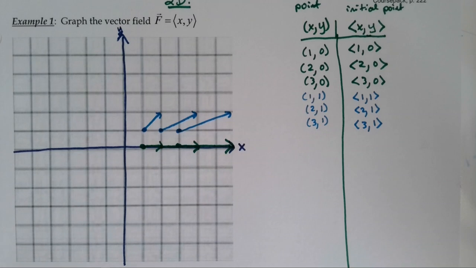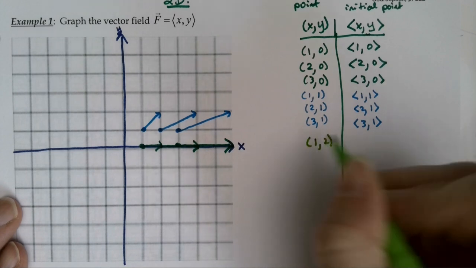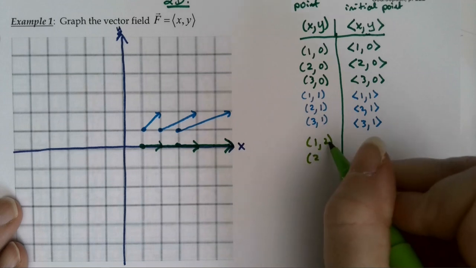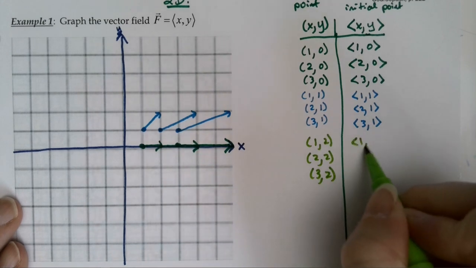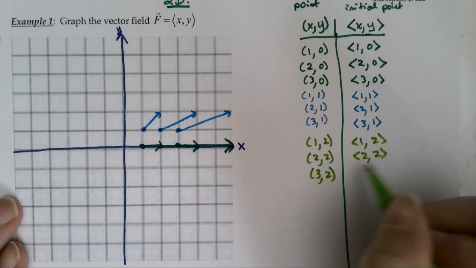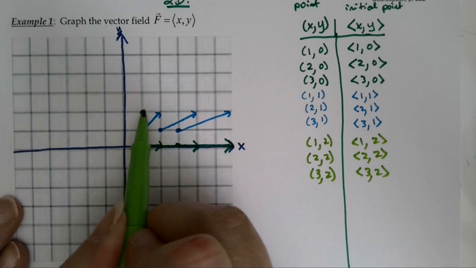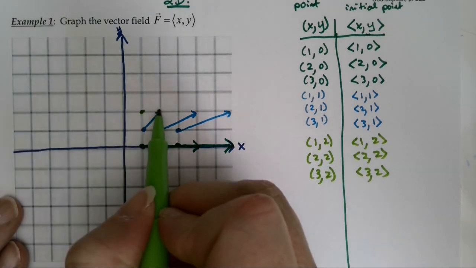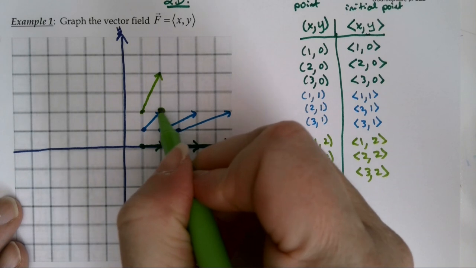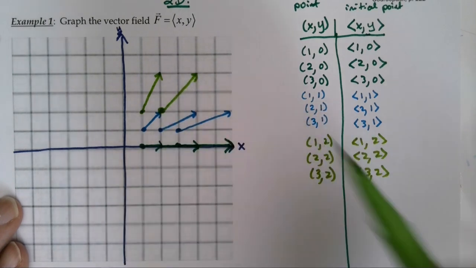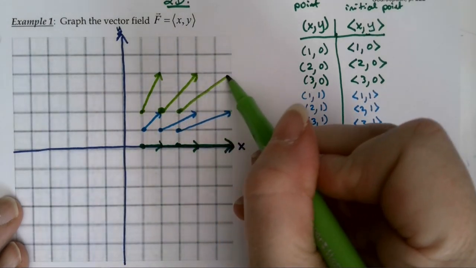All right, well, we did that. Obviously you can imagine there's tons of points you could fit in here, so I'm just kind of playing around. So (1, 2), (2, 2), (3, 2). Let's go up 1. Okay, so at (1, 2), which is this point right here, it goes over 1 to the right, up 2. So it's going to end up here. At (2, 2), which is right here, it goes over 2, up 2. So it ends up right there. And at (3, 2), which is right here, it goes over 3, up 2, which is right there.